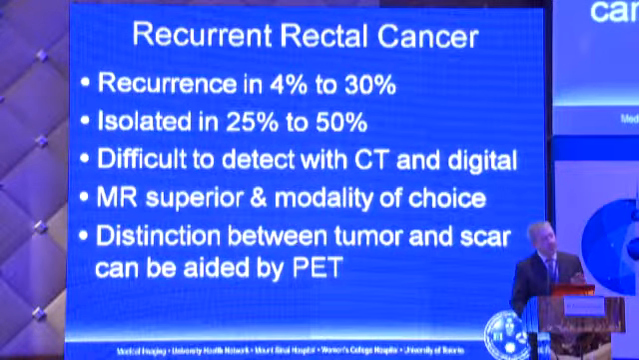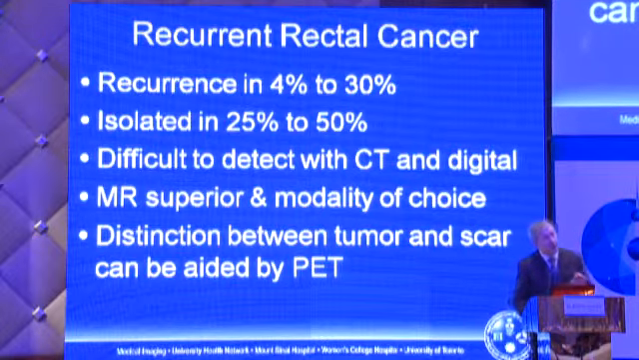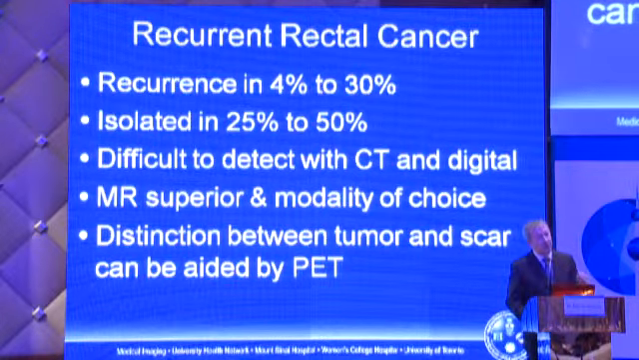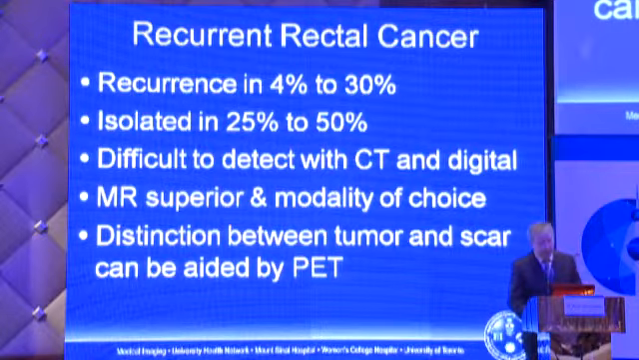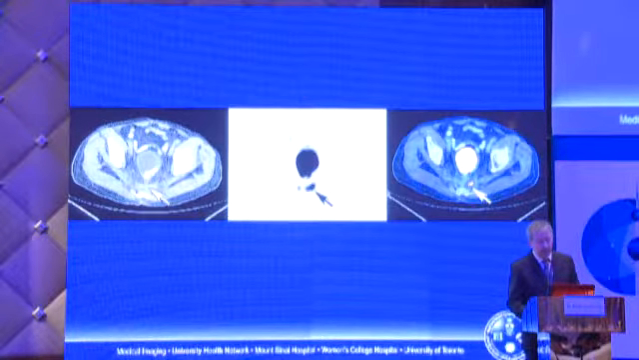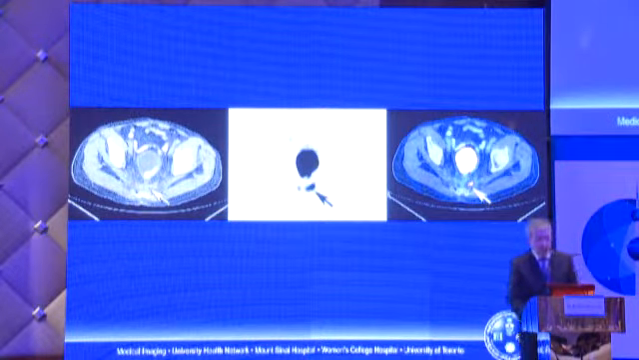So when you're doing that follow-up CT on a rectal cancer and you see that presacral thickening, most often it's post-surgical, but if you have a suspicion that it's increasing over time or the CEA is going up, then those patients should have an MRI. And sometimes PET imaging can also have a role at distinguishing between tumor and scar.